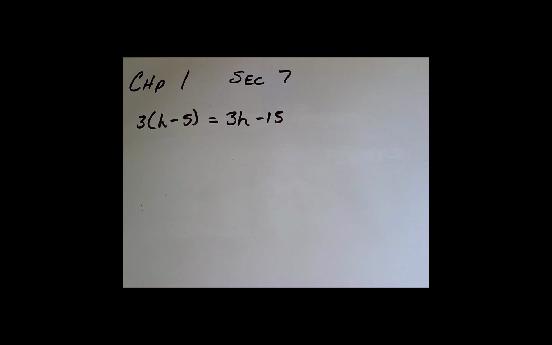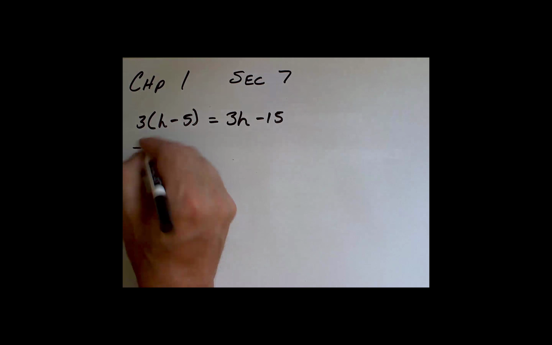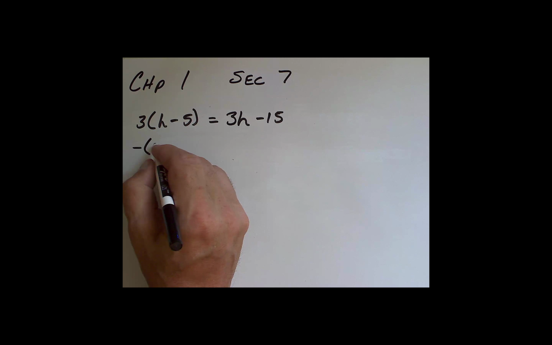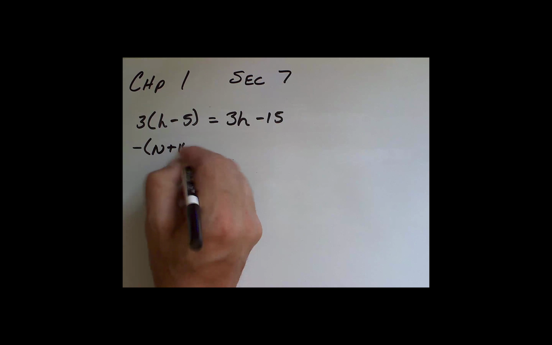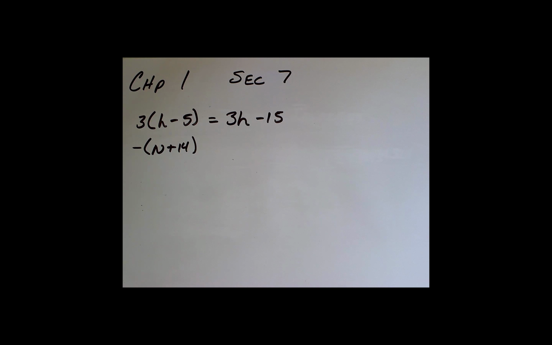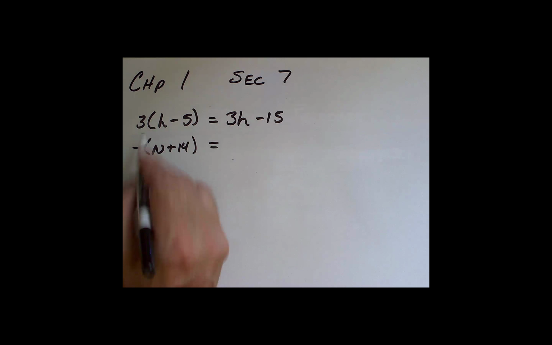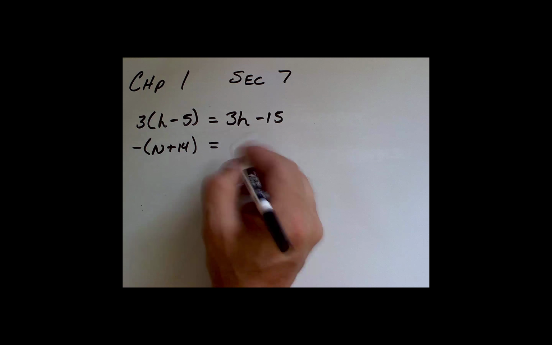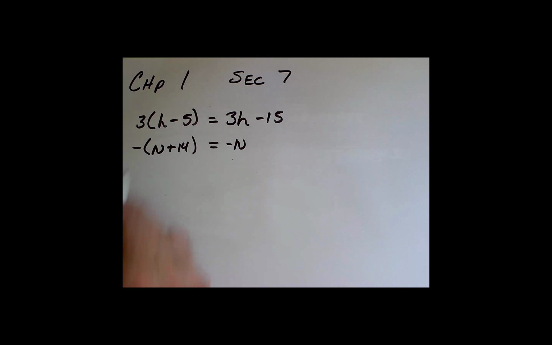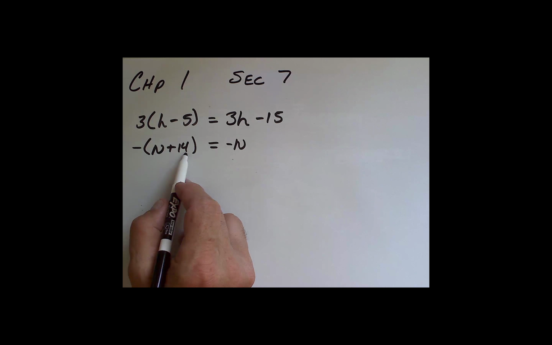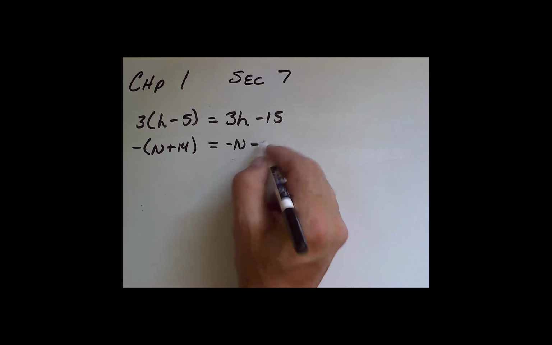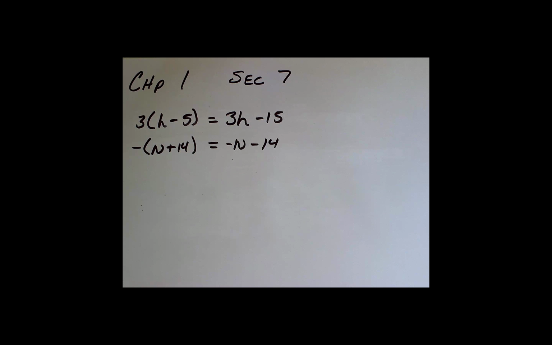Let's take a look at another one. What if we had a negative out in front of n plus 14? What could we do? We can distribute that negative through the parentheses. So a negative 1 times n would be a negative n, and a negative times plus 14 would be a negative 14.